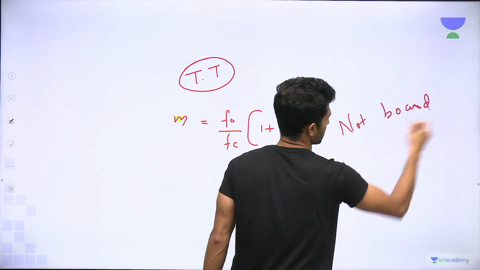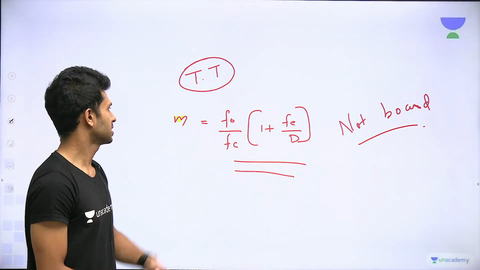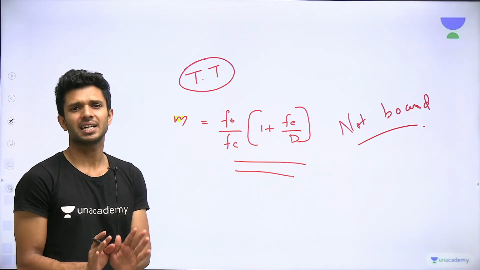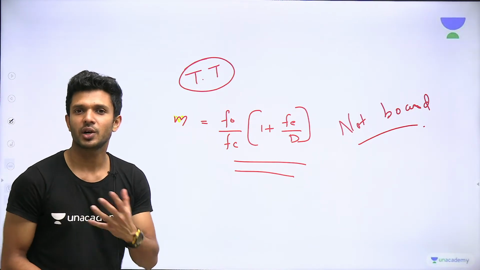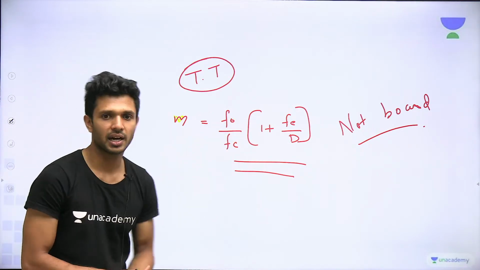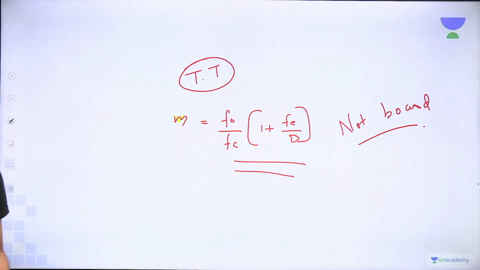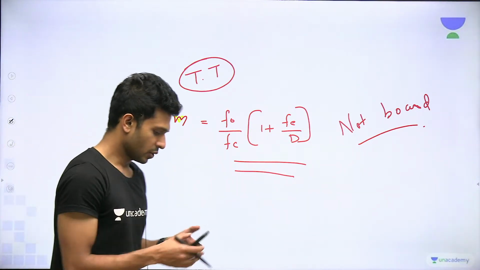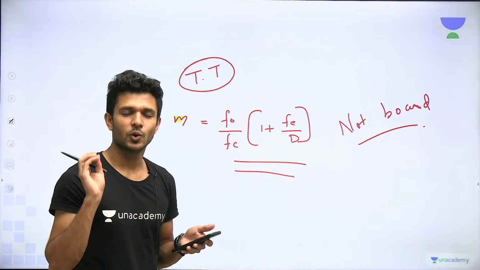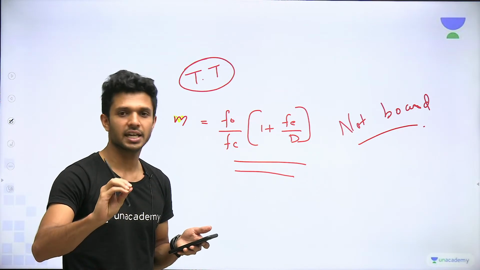but you can see it for the JEE examination and NEET examination. Magnification for a terrestrial telescope where the final image is formed at the least distance of distinct vision. Everyone can try drawing the figure. Magnification formula, please learn by heart: f0 by fe times 1 plus fe by D. Bas. Okay, only till here. This much is all there is to learn from the chapter of ray optics. We are done with the entire chapter.